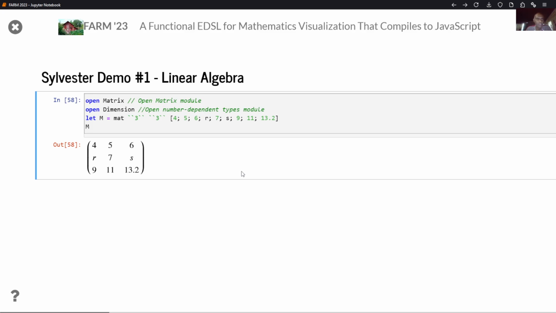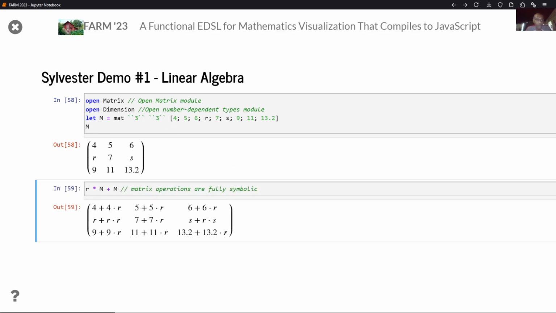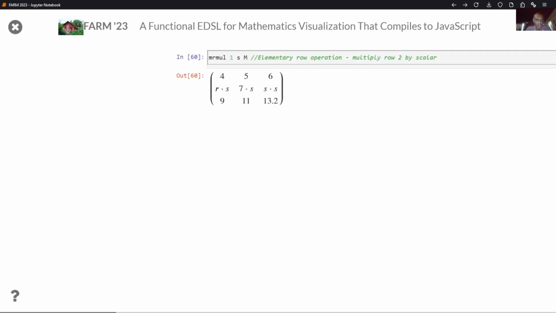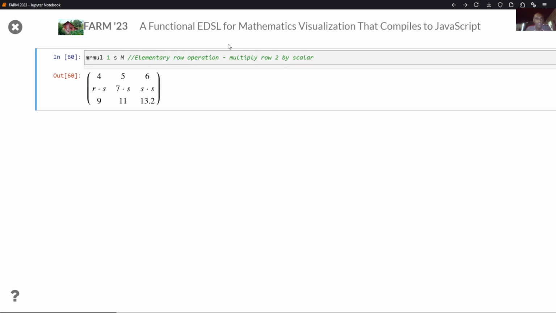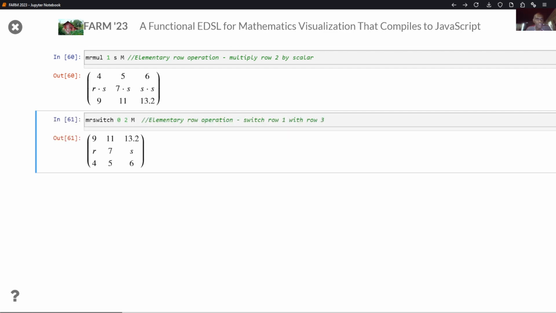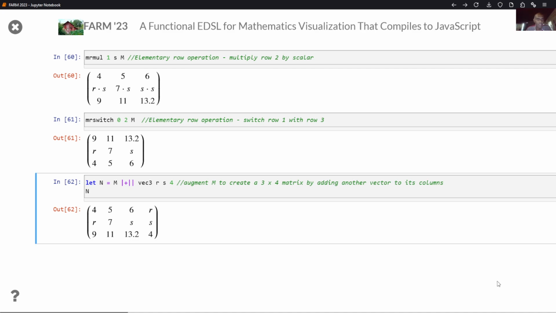Now matrices use number-dependent types, which lets us express the number of rows and columns in a matrix as part of the type. So we can define a 3x3 matrix here, and do simple algebraic operations on the matrix. We can do elementary row operations, which are very common in linear algebra. Things like multiplying a particular row by a scalar, or switching out one row with another in a linear equation system. This would preserve the linear equation system.